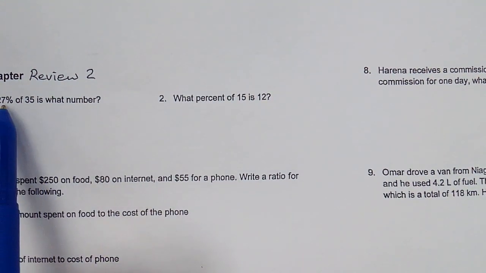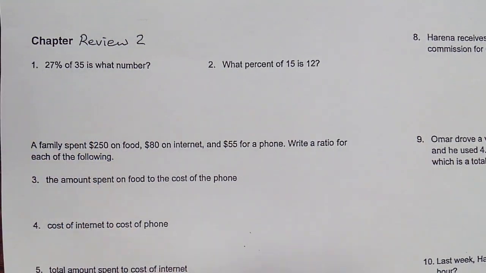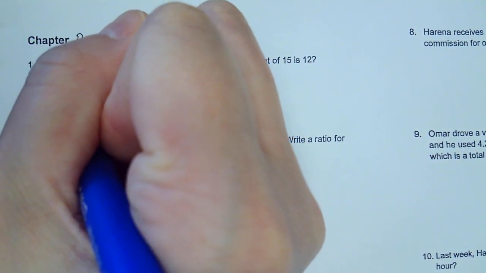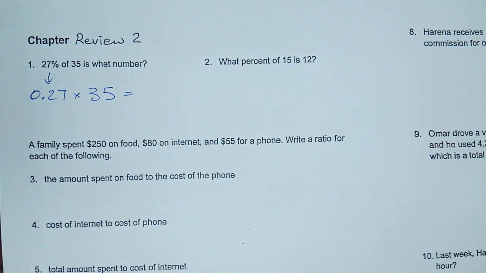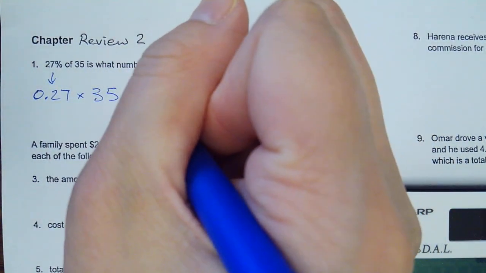Okay, this one. Page 2. Okay, so a few more. 27% of 35 is what number? This is what you can do straightforward. So 0.27 of means times 35. 0.27 times 35, 9.45.